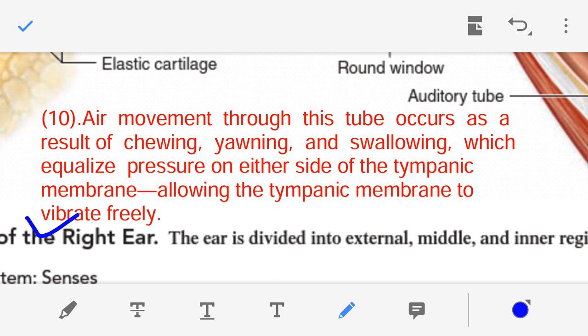The tympanic membrane can freely vibrate because on both sides the air pressure is there, and this air pressure on both sides is equalized. That's why.